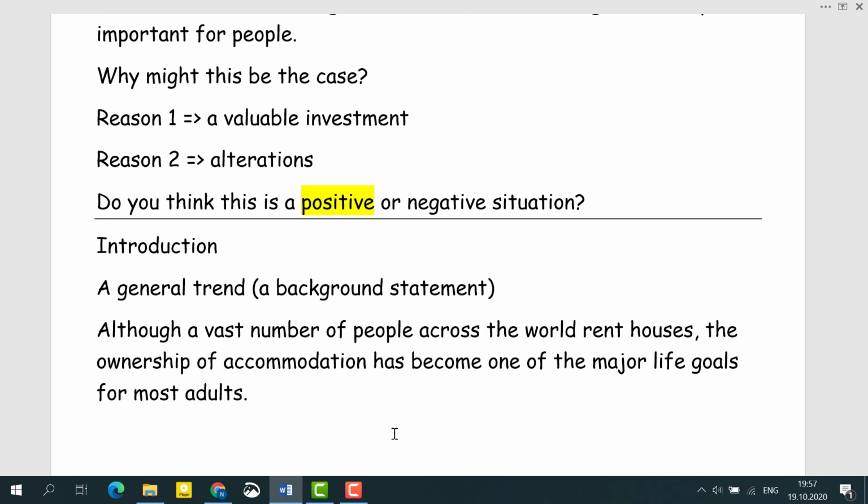Here we go. Now, I have created a complex sentence using the word although. So although something, comma, something. Now, although a vast number of people, a vast number of means a lot of, but I don't want to write a lot of, I don't want to write many, I don't want to write lots of or heaps of. Why not? Because I want to sound very academic. So I want to write a vast number of. Next, across the world means around the world.